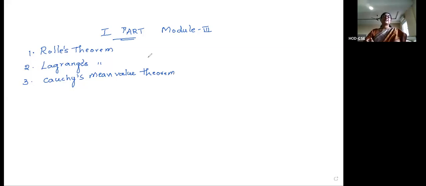Understand it carefully, children. These 3 theorems are applicable on continuous and differentiable curves only. When the curves are continuous and differentiable, then you can say that they hold some solution in some interval. Okay, continuous and differentiable.